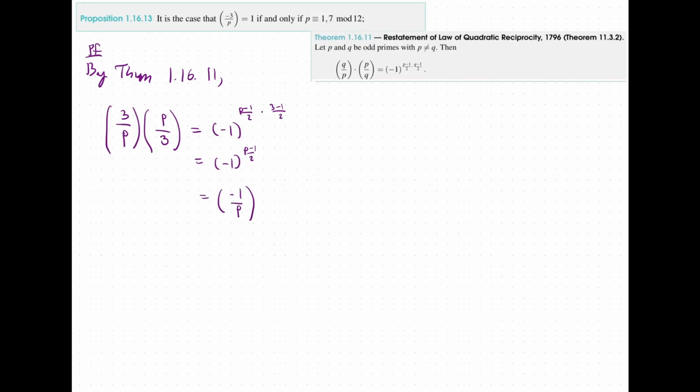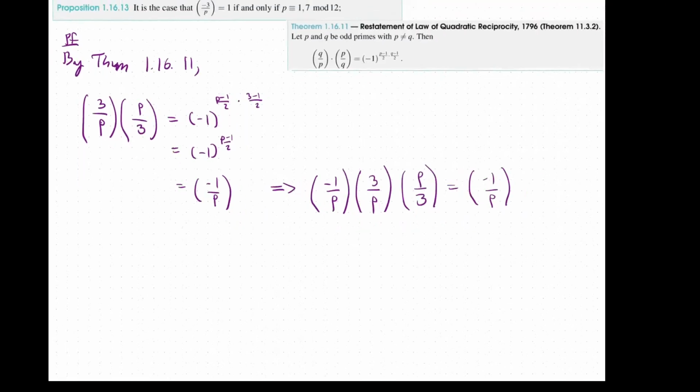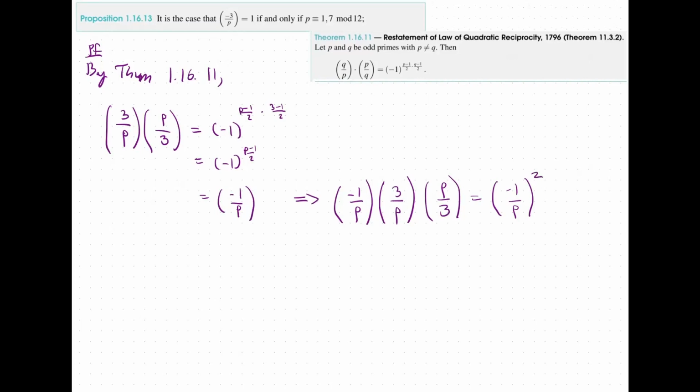So now we're going to go ahead and multiply on both sides by -1 on p. And so now we get -1 on p times 3 on p times p on 3 is equal to -1 on p squared. So we get this here. But now over here, we're going to have that this is the Legendre symbol of -3 on p, by the multiplicativity, times p on 3, which is equal to 1.